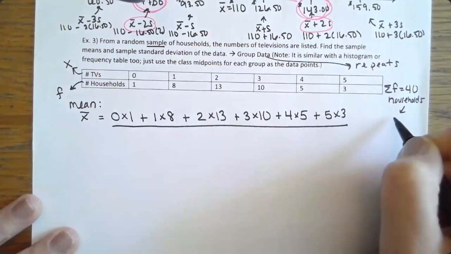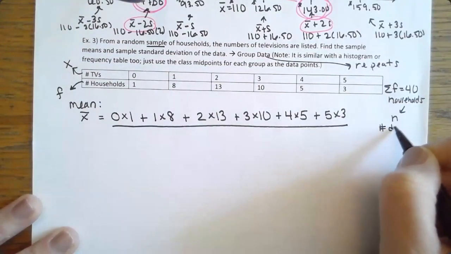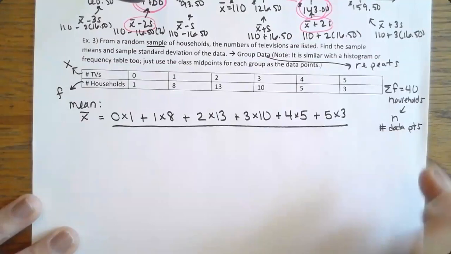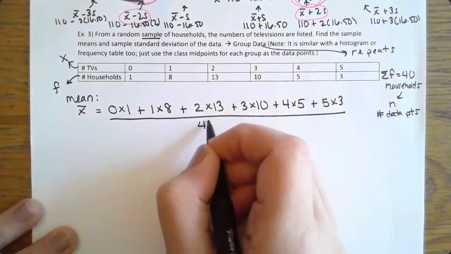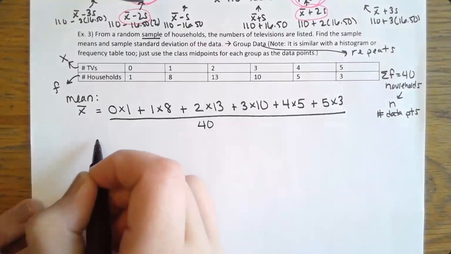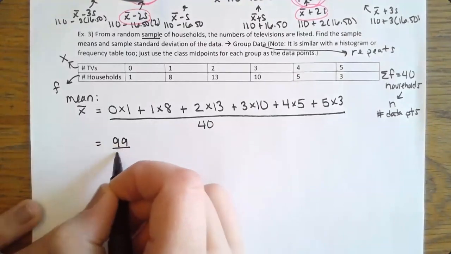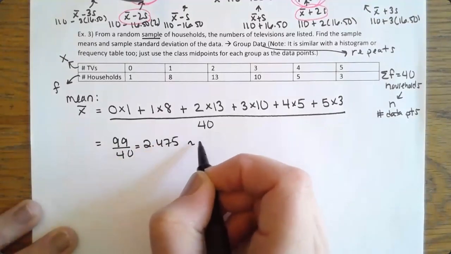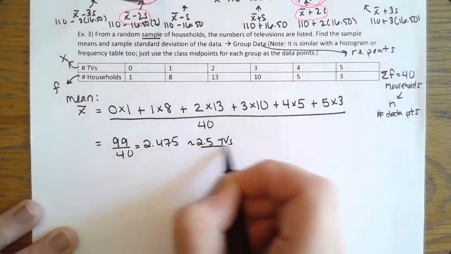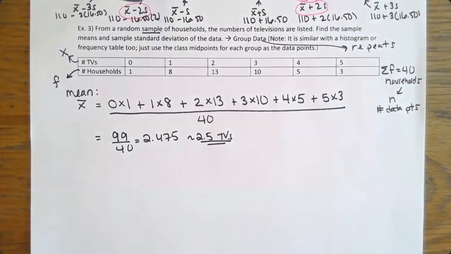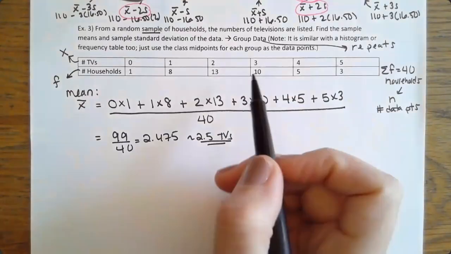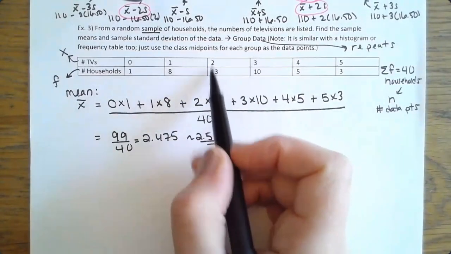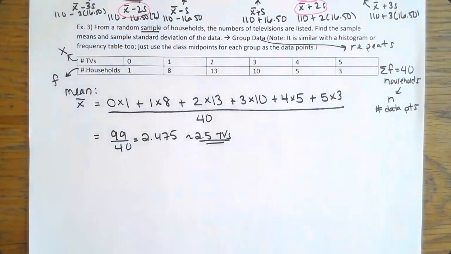Right? So this is your N or your number of data points. So we go ahead and divide this by 40. Now you can try that adding at home. I got 99, and when divided by 40, I got 2.475. So if you wanted to, you could round that to about 2.5 TVs. So the average there is 2.5 TVs. And this sort of makes sense based on the data, right? You can see that most of the data is really around 2, but that 1, 2, 3 range, right? So 2.5 seems to make sense here.